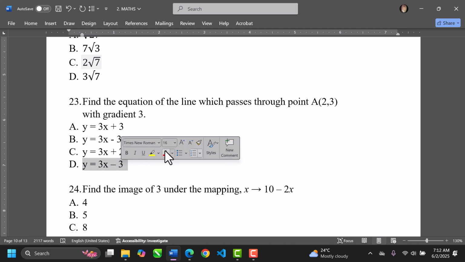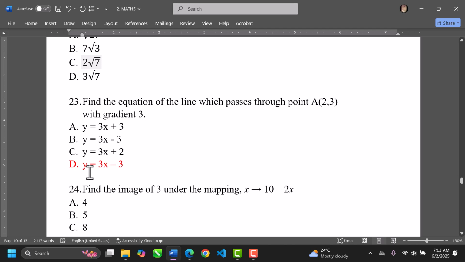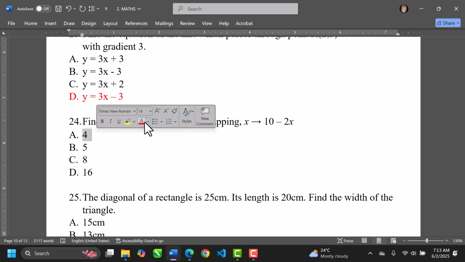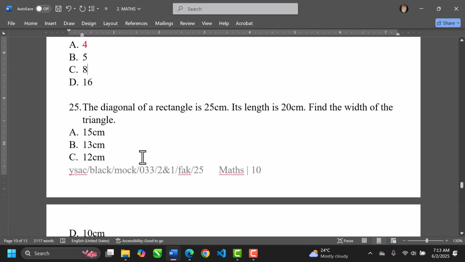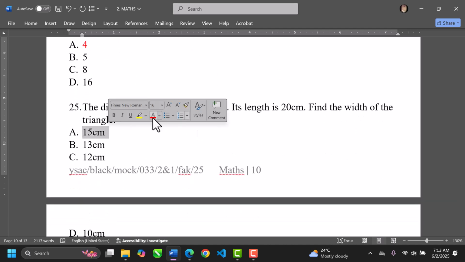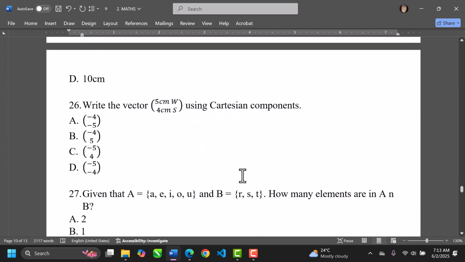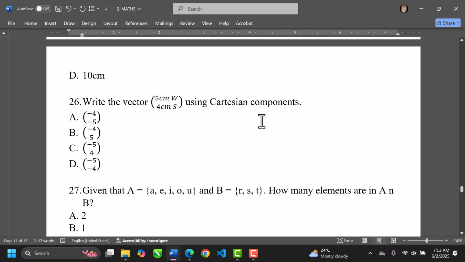Find the equation of a line which passes through point A (2, 3) with the gradient 3. If you do it, you get D. Now 24, the answer is A. Find the image of 3 under the mapping. The answer is 34. The answer is A. 25, the answer is A. Look at the question very well. 26, the answer is D. Write the vector using the Cartesian component. Look at the answer. The answer is D.